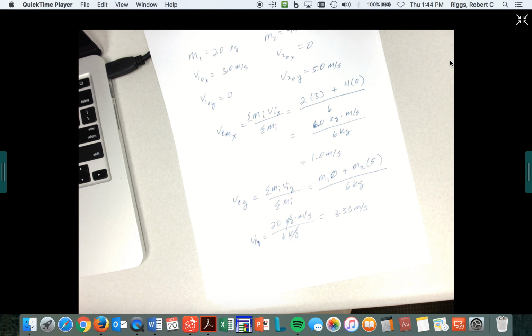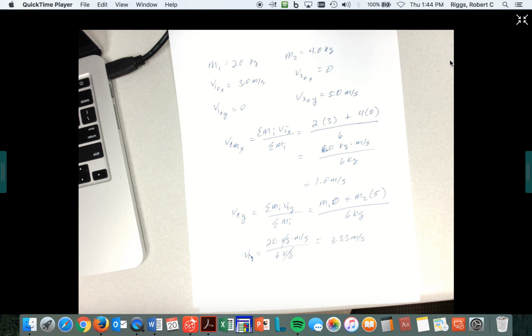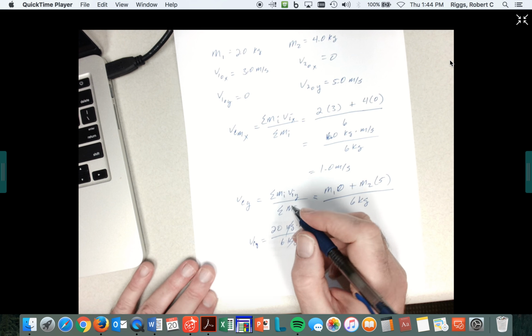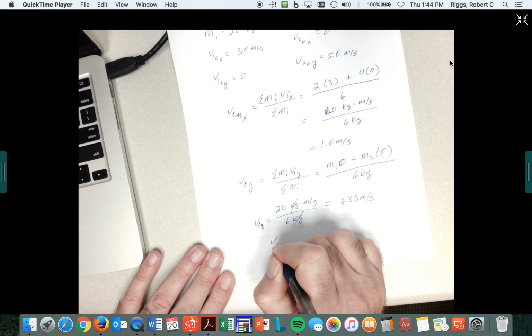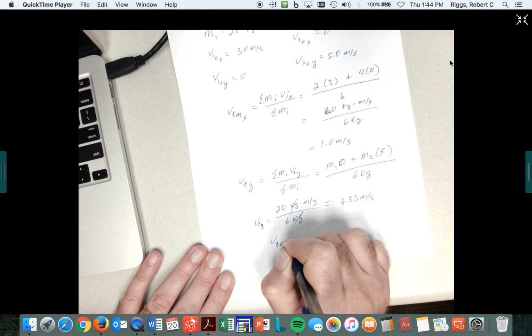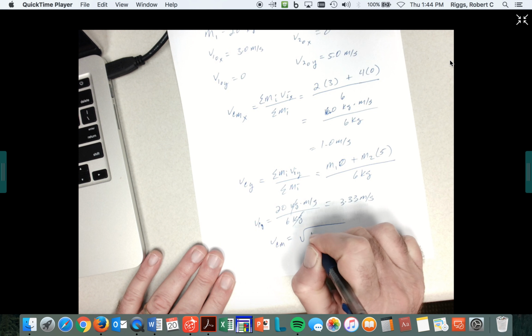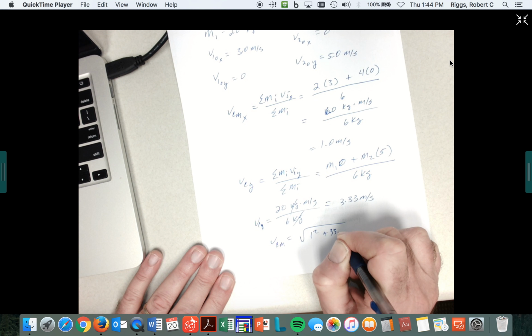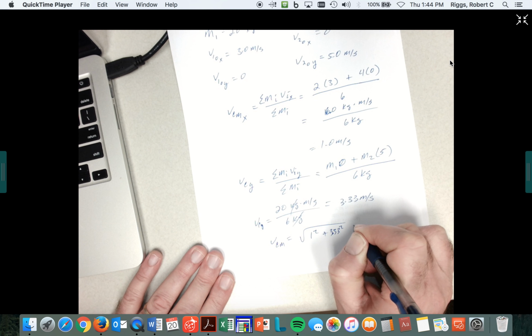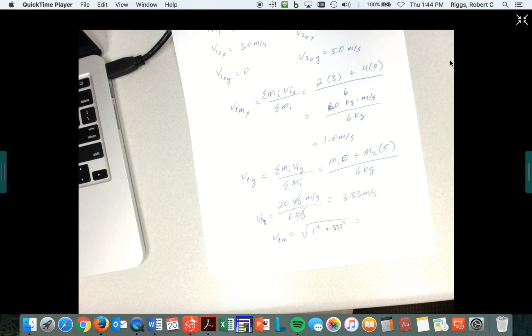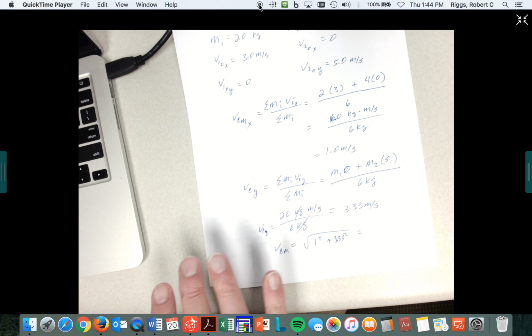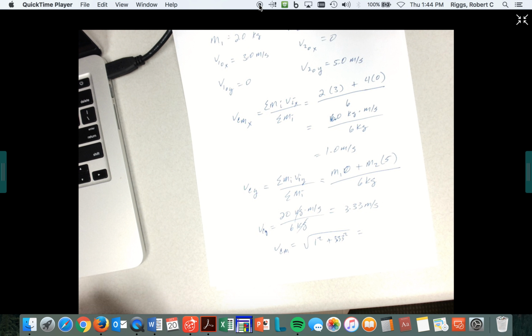And if you did this as a collision problem, where the momentum before equals the momentum after, you would find that the overall final velocity, so the velocity of the center of mass, is equal to the square root of 1 squared plus 3.33 squared. Velocity of center of mass. It's the same before the collision as it is after. That was the big idea.